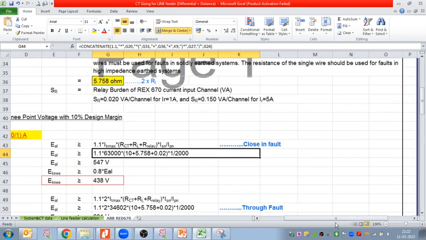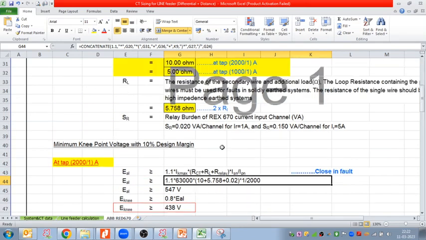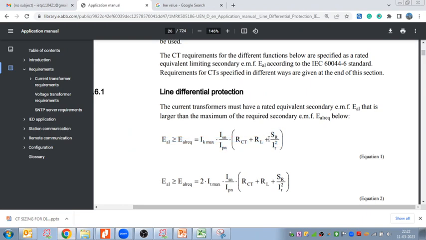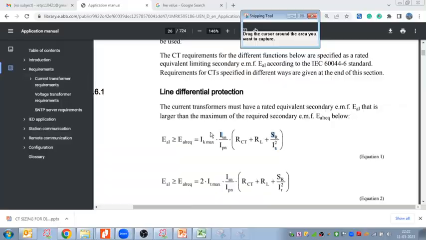Just let me zoom out so that you can see what we enter here. So 63 kilo per IK max into RCT, 10 ohm of the CT resistance, plus RL, my lead resistance, plus RR, my relay resistance. If you see here, SR divided by IR square, what does it give? It gives the burden, the resistance, right now. It gives the resistance only.